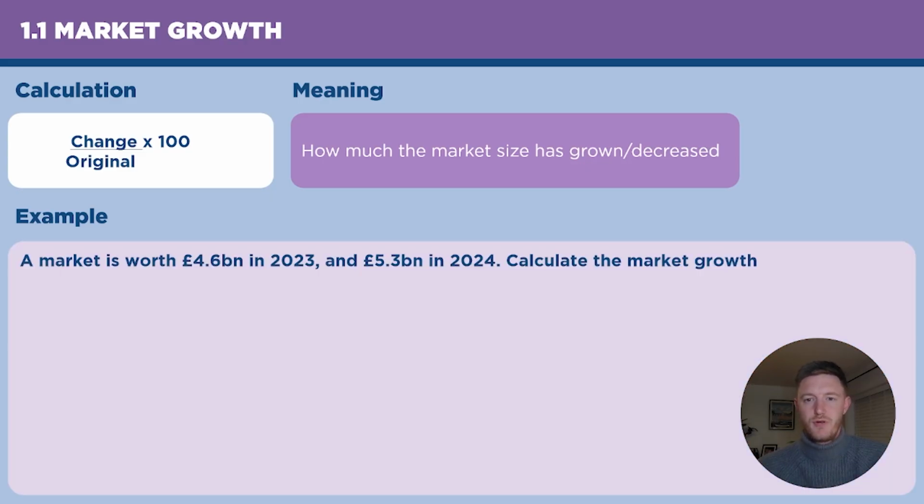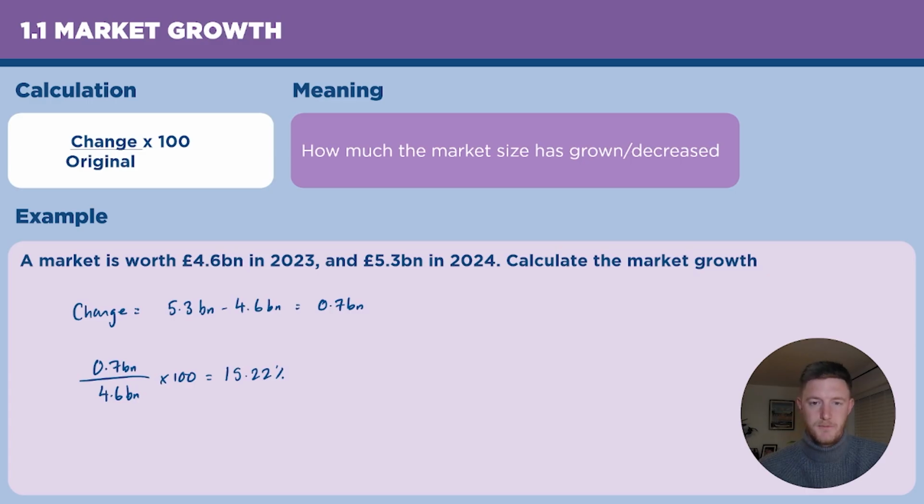So an example here would be if the market is worth 4.6 billion in 2023 and 5.3 billion in 2024, calculate the market growth. So we would look for the change, which is the difference between the two. So the difference is 0.7 billion. And then when we do the change over the original, it was worth 4.6, so that's the original. 0.7 over 4.6 times by 100 is an increase of 15.22%.